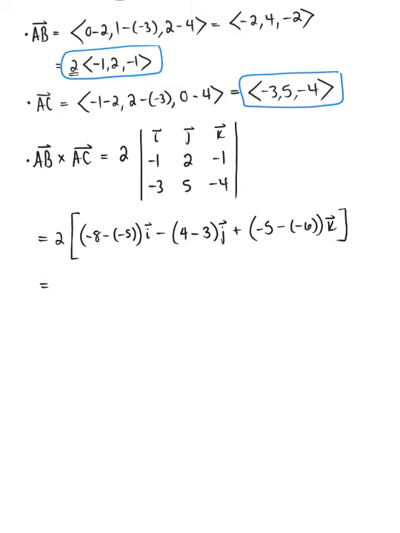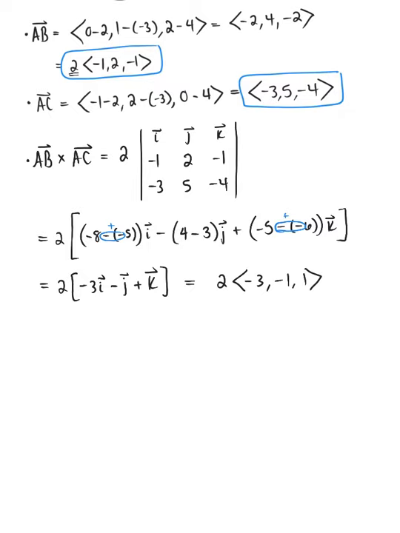So what are we left with here? We have 2 multiplied by, and now just be careful as you go about simplifying. So we have -8 plus 5 is equal to -3 i hat. We have 4 minus 3 is 1, but don't forget that negative in front, so that's minus j hat. And then -5 plus 6 leaves us with plus k hat. So the cross product is the vector 2 times the components -3, -1, 1.